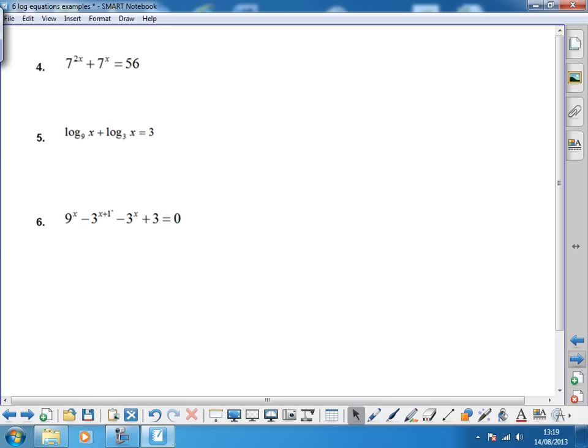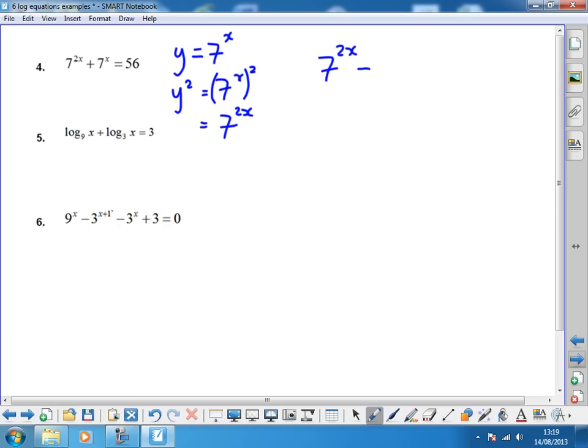Right, now this one, number 4, what I'm going to do is use a substitution to help you to see what's going on. If y is 7 to the x, then y squared is 7 to the x squared, which is 7 to the 2x, using GCSE rules of indices. So I can rewrite the equation 7 to the 2x, add 7 to the x is 56, as y squared plus y is 56. Now it's obvious how to solve it.